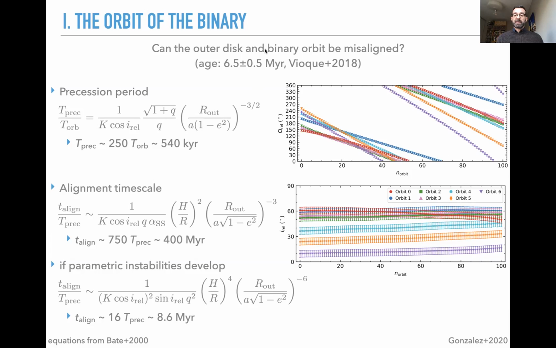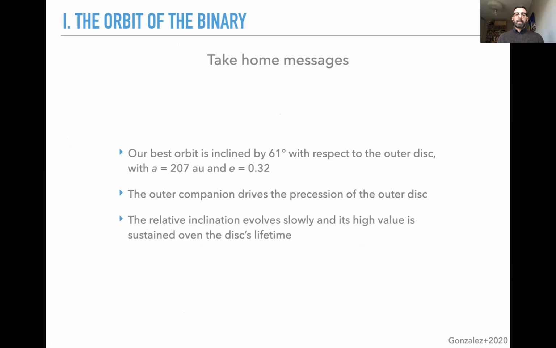This shows that the evolution of the inclination is quite slow, and the SPH simulations show indeed that it is the case for our 7 orbits here on this plot, showing the relative inclination or relative tilt as a function of the number of orbits. The evolution is very slow. So it seems that a large inclination can be observed even after a few million years as the age of the system today.